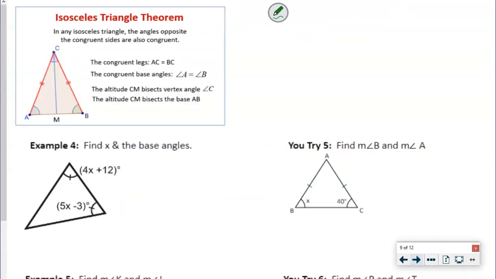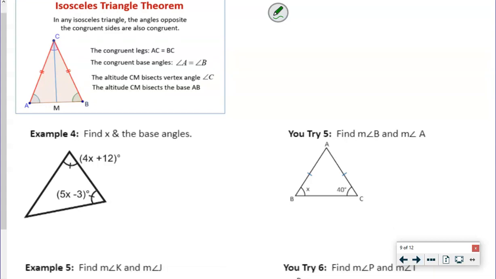All right, so our next one is the isosceles triangle theorem. In any isosceles triangle, the angles opposite the congruent sides are also congruent. So that means, look here, these two tick marks up here tell us that AC and BC are congruent, okay? And that means that these angles down here, angle A and angle B, are congruent. The altitude bisects the vertex angle C, and the altitude CM also bisects the base AB.